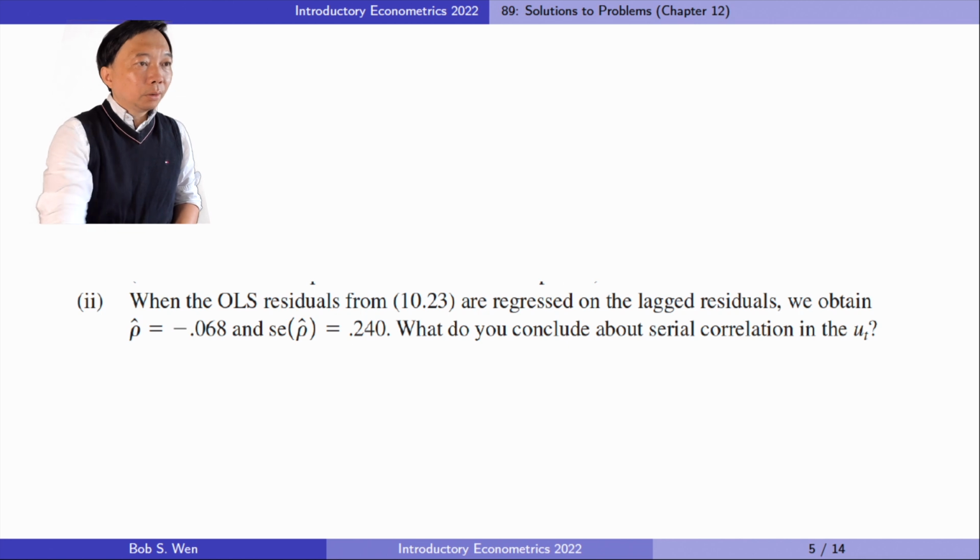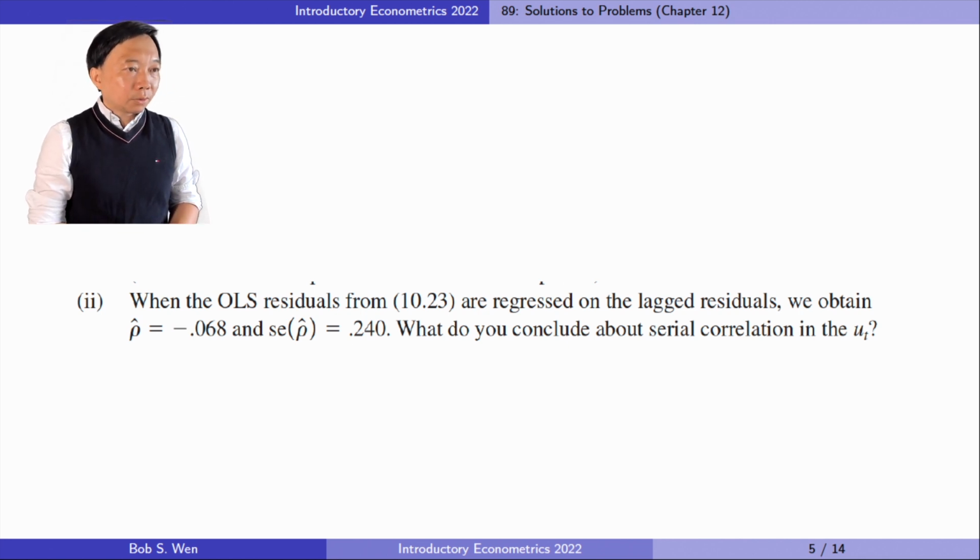In part 2, when the OLS residuals from 10.23 are regressed on the lagged residuals, we obtain rho hat equals minus 0.068 and standard error equals 0.240. What do you conclude about serial correlation in the mu-t?